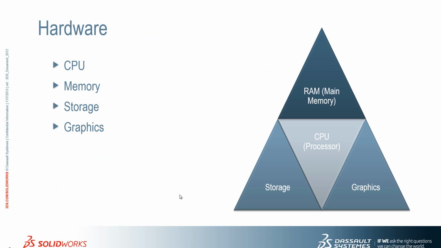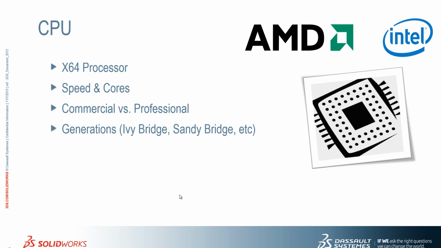Okay, so we'll look at hardware in a bit more detail now. It's split into four sections. So we've got CPU, which is in the middle here in this triangle, and connected to the CPU are memory, storage and graphics. The first one we'll have a look at is CPU. We'll look at processors, speeds and cores, commercial versus professional, and then we'll have a look at the generations, the type of CPU models that they're bringing out at the moment.